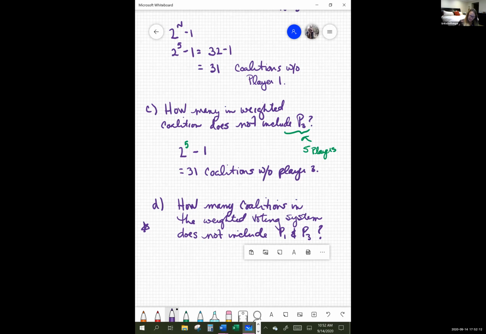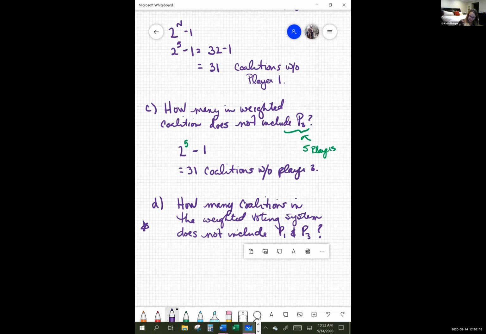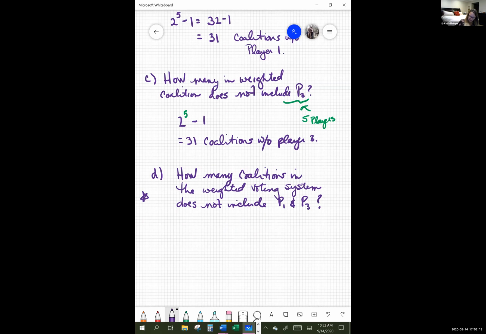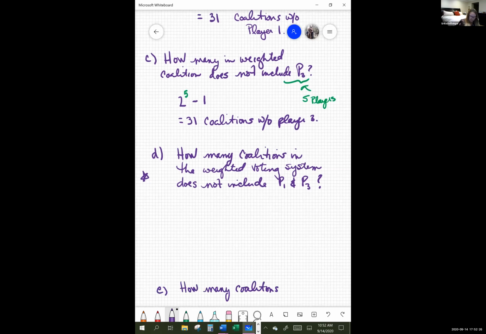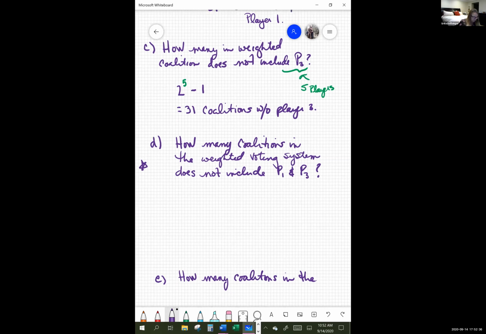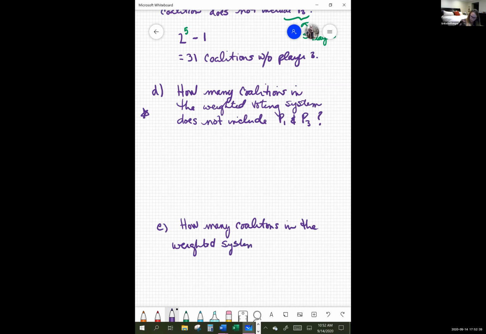And then let me just go down. The next one, which we need to find D, says how many coalitions in this weighting system include a player 1 and player 2. We're going to use the answer for part A and B.